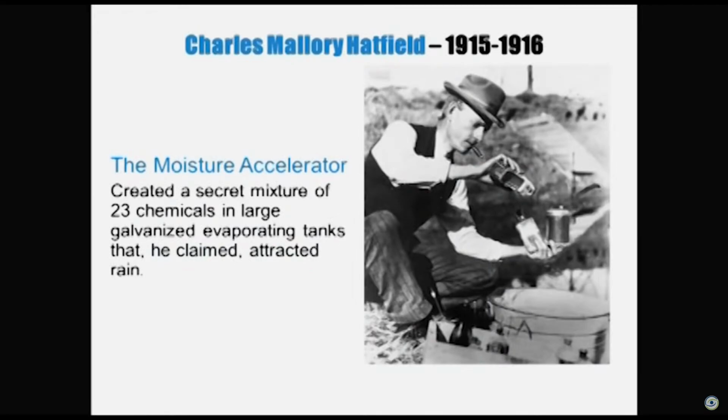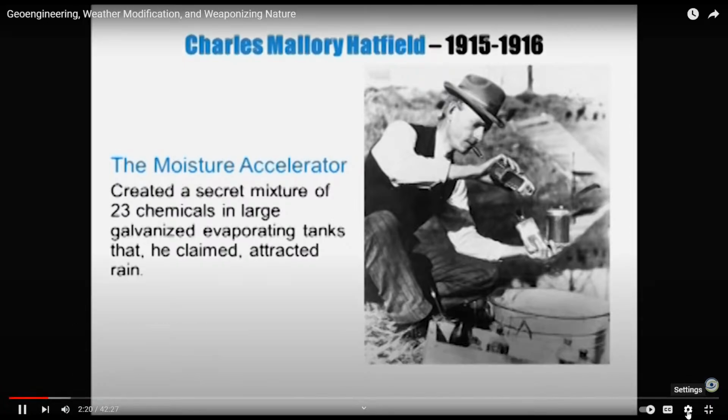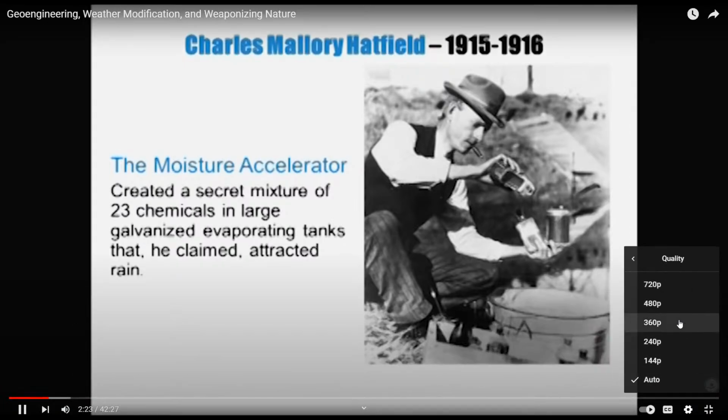100 years ago, there was a guy named Charles Mallory Hatfield. He was known as the moisture accelerator. He mixed chemicals in vats and he burned them to make rain. Back then it was called rainmaking or pluviculture.